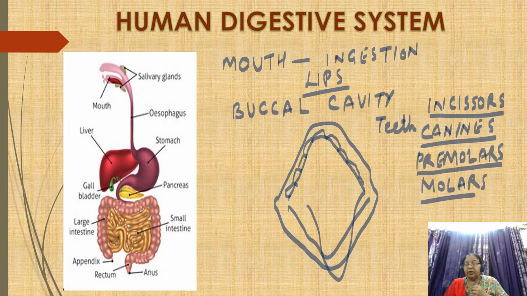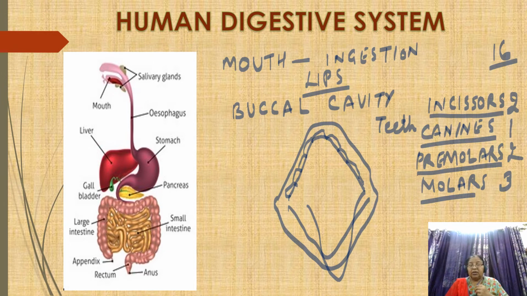Okay, now we'll count 16. Two pairs of incisors, one pair of canine, two pairs of premolars, and three pairs of molars. So 2, 1, 2, 3, these 8 pairs make 16, 16 on the upper side and 16 on the lower side. So total 32 permanent teeth.